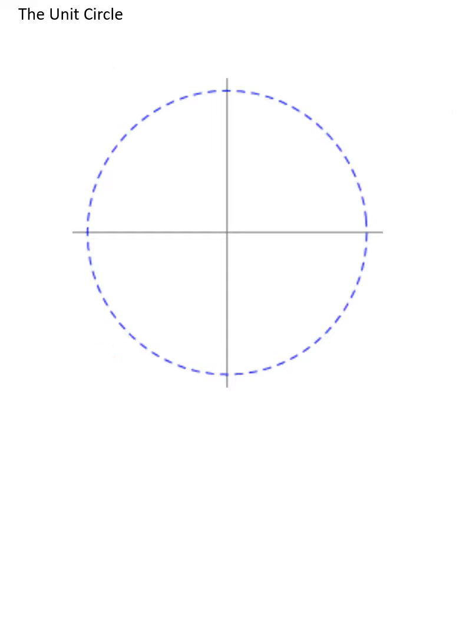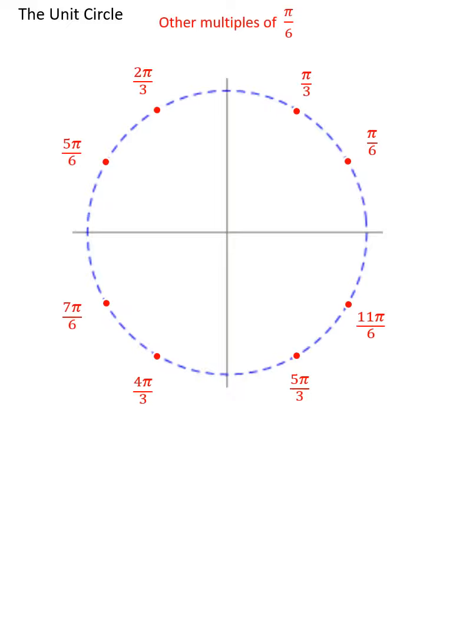So finally, let's turn our attention to the hardest points to find, the multiples of pi over 6, excuse me. By that I mean the multiples of pi over 6 that are not multiples of pi over 4. In order to find those, we'll start by finding this one. If I want to find the x and y coordinates of this point, I need to know this distance and that distance.